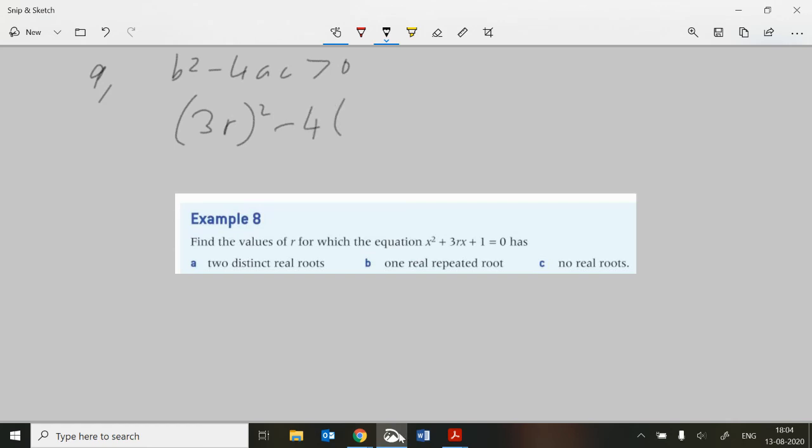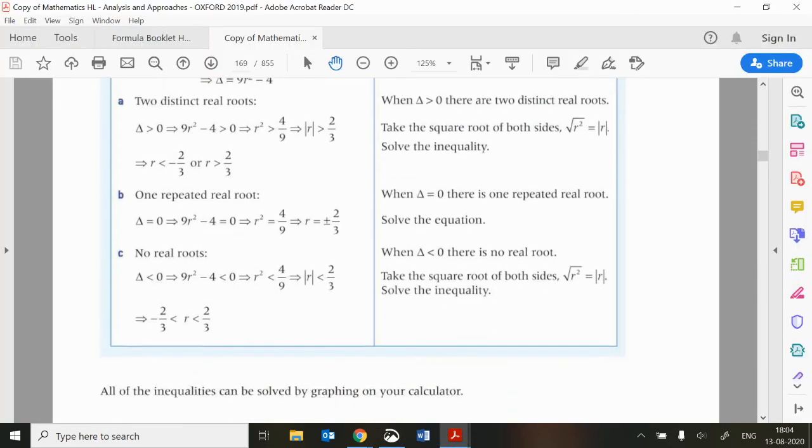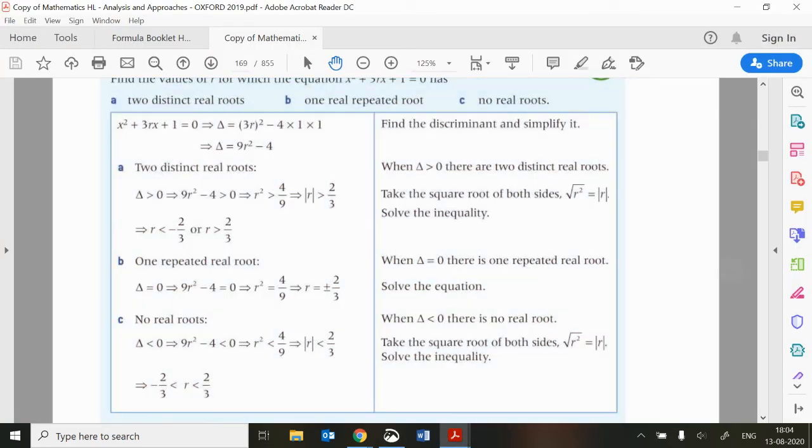Take away 4 lots of 1 times the 1, that's greater than 0. And we're getting very similar questions. Okay, and we can take the 4 to the other side. We've got r squared is greater than 4 divided by 9. Square root both sides, and you can get 2/3 plus or minus that. To be honest, I think I'm going to stop there because I think this is extremely similar to the previous question. It's really not pushing you any further at all. And you can look at your answers for this one. They've done exactly the same as what we've done before.